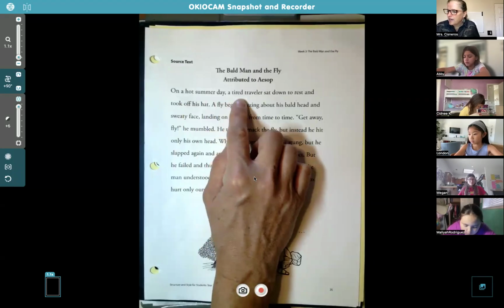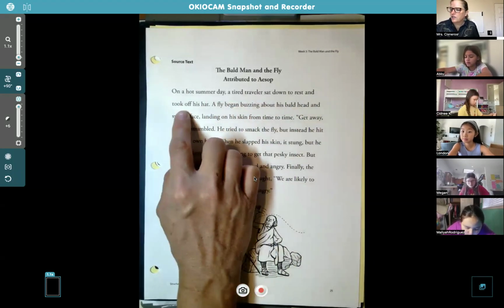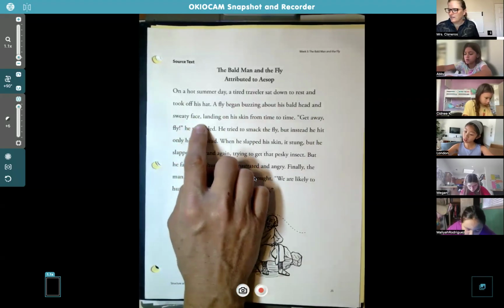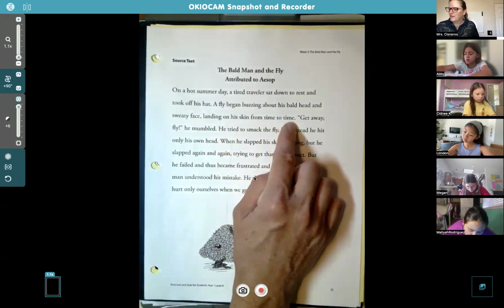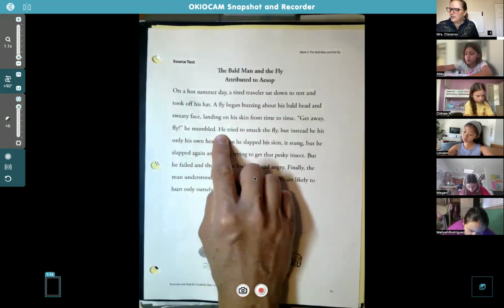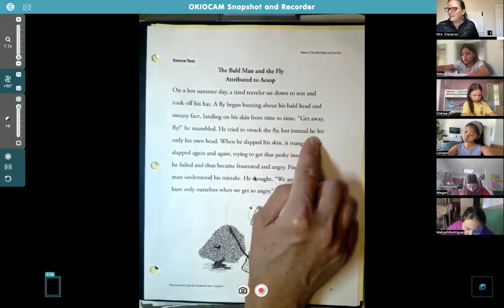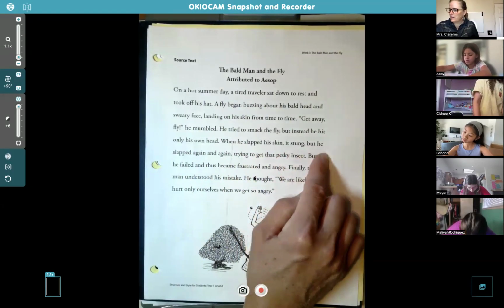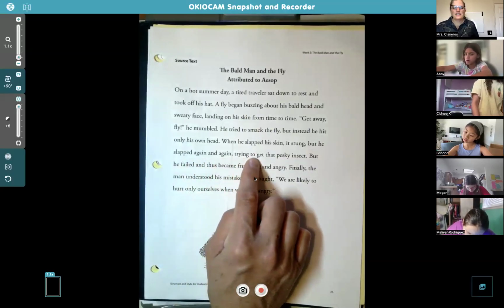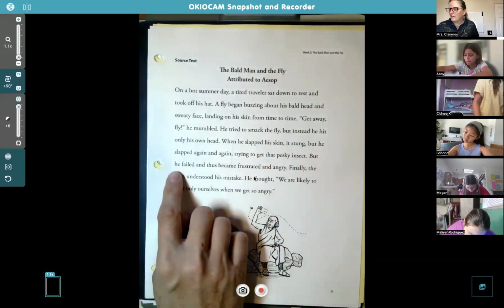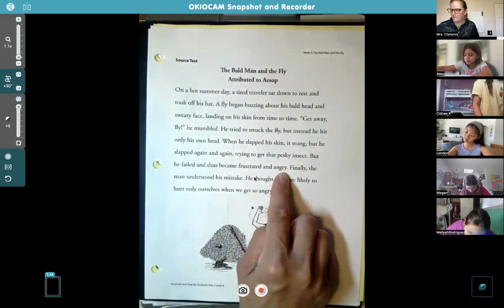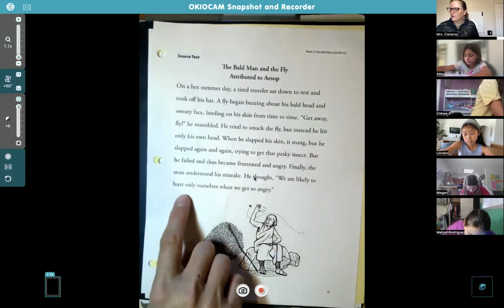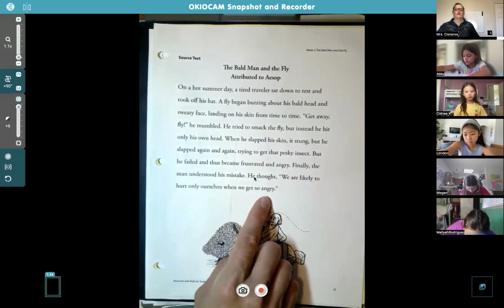On a hot summer day, a tired traveler sat down to rest and took off his hat. A fly began buzzing about his bald head and sweaty face, landing on his skin from time to time. Get away, fly, he mumbled. He tried to smack the fly, but instead he hit only his own head. When he slapped his skin, it stung, but he slapped again and again, trying to get that pesky insect. But he failed and thus became frustrated and angry. Finally, the man understood his mistake. He thought, we are likely to hurt only ourselves when we get so angry.